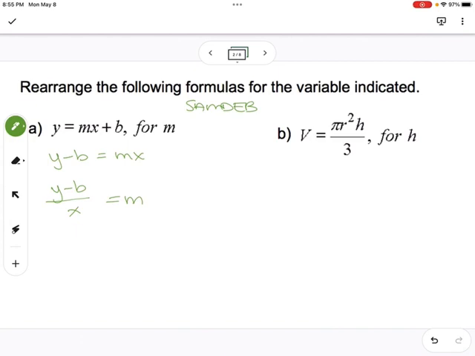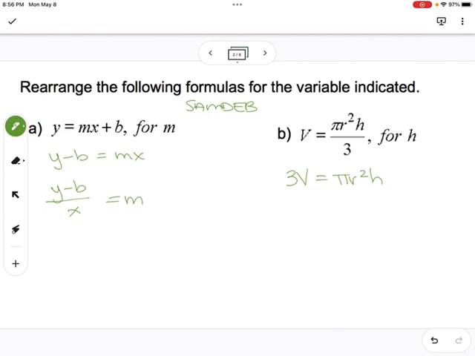Okay, the next one here is v equals pi r squared times h divided by 3. We want to solve for h. Okay, so using SAMDEB, we actually have all multiplication and division. So it does not matter what you move first, and you could technically move everything at the same time if you wanted to. But the first thing we're going to do is move this divide by 3 here. When you move it to the other side, it'll become multiply. So we'll have 3v equals pi r squared times h.